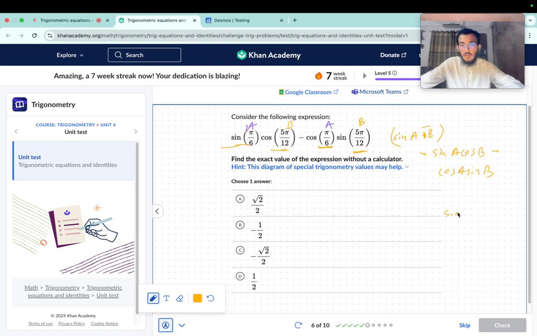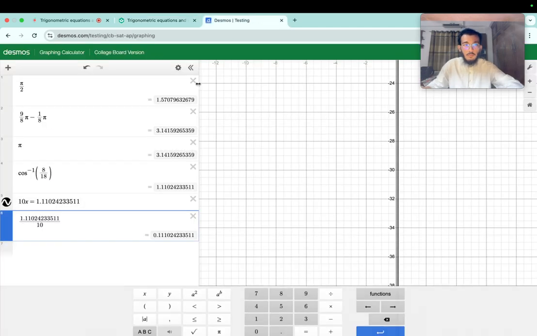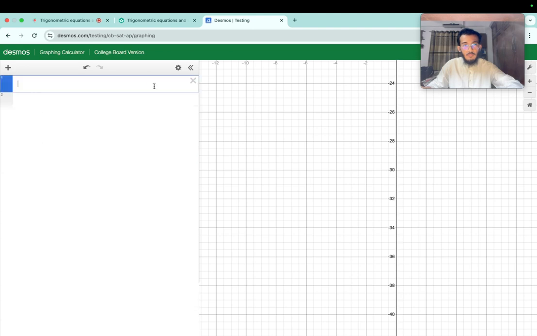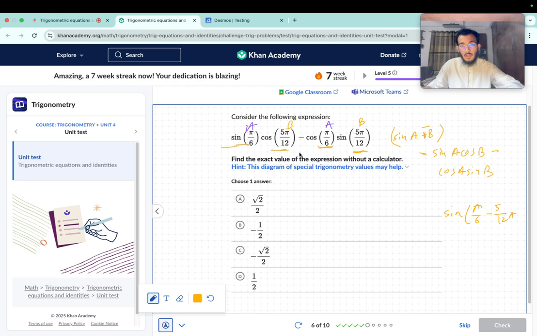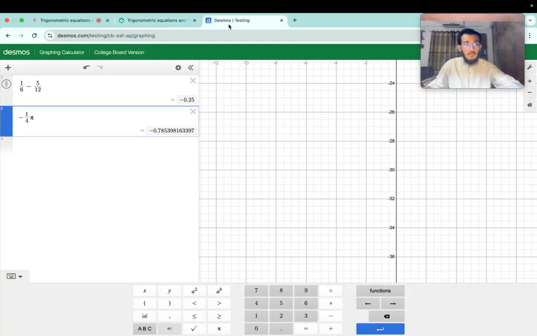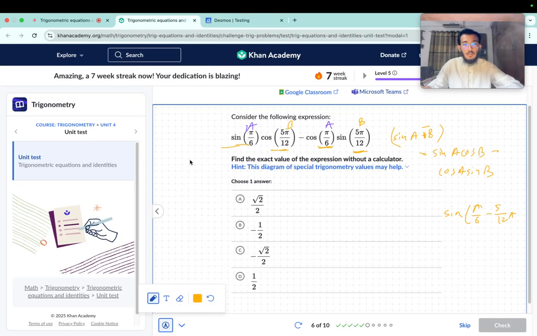So this is the same as sine of pi by 6 minus 5 by 12 pi. So you have to find 1 by 6 minus 5 by 12. So it is negative 1 by 4, negative 1 by 4 pi. So sine of 1 by 6 minus 5 by 12 is negative 1 by 4 pi. So you have to find sine of negative pi by 4.